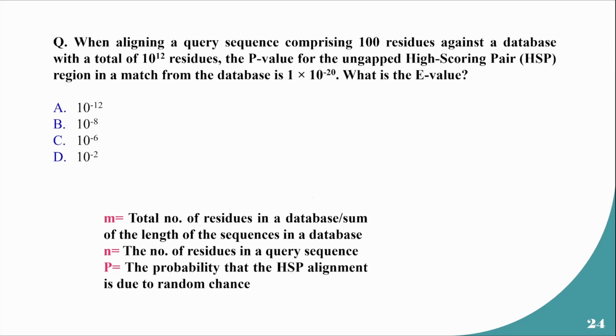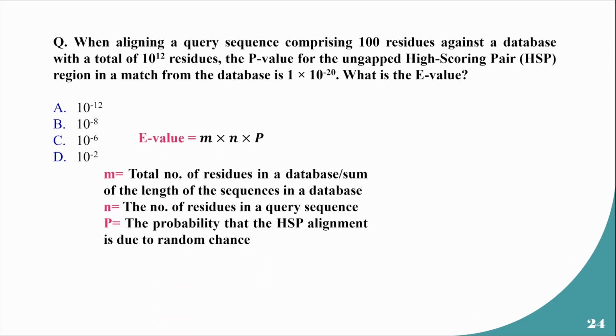Okay, so we'll just walk through this question. So in this particular case, the e value can be calculated using 3 different elements. So one is m, n, and p, as it is designated here. So m will be the total number of residues in the database, or the sum of the length of sequences in the database. Then n will be the number of residues in query, and then p will be that probability of the HSP alignment being due to random chance. Okay. So in this case, m times n times p will give the e value. So it will be essentially 10 to the power 12 times 100 times 10 to the power minus 20. That will give you a value of 10 to the power minus 6. So this sort of numeric question you will encounter as well.